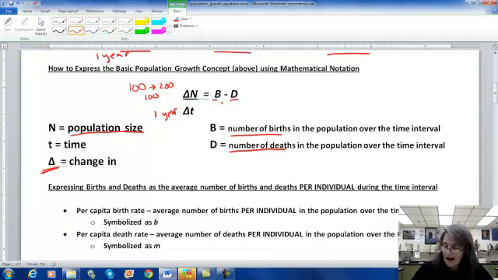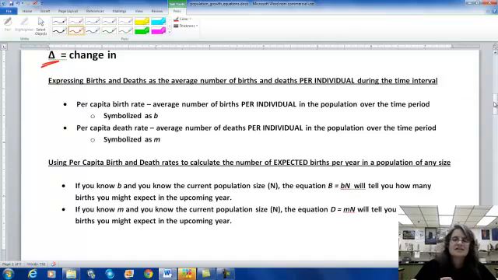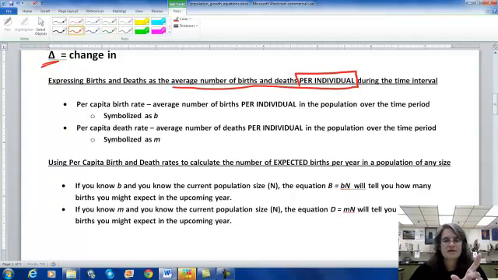Okay. Now, however, as ecologists, what we are especially interested in is expressing these births and deaths as the average number of births and deaths per individual during that time period. So if I had a change in my population size of 100, it grew by 100 organisms, I want to know as an ecologist, on average, how many organisms did that change per individual, okay? So what we are calling this is the per capita birth rate and the per capita death rate. How many deaths per individual, how many births per individual in the population.